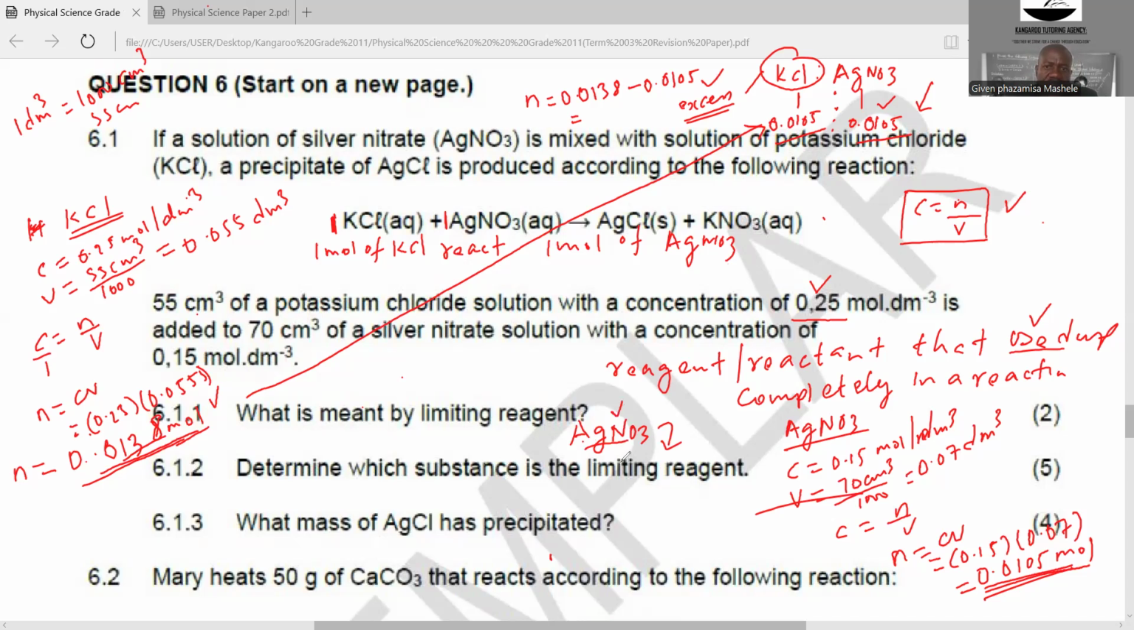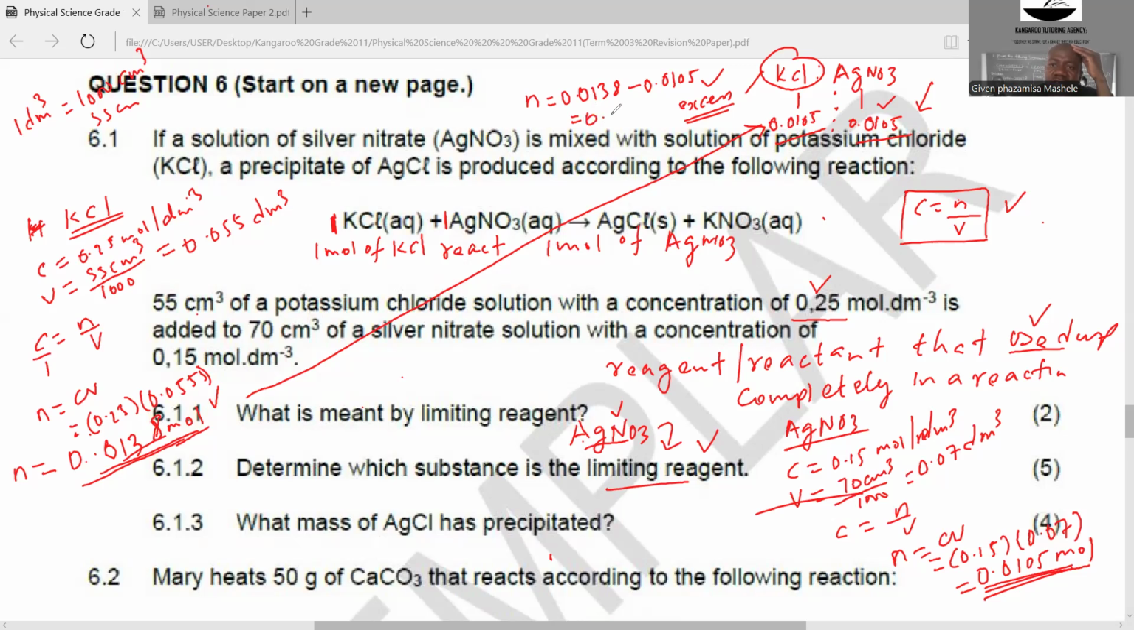Okay, silver nitrate. No, silver nitrate is the limiting reagent, I apologize. So it is the one that will be used up. Since it's the one that will be used up, it means it will consume all its number of moles. Whereas potassium chloride will only use 0.015, but it will still have an excess of 3.3 times 10 to the power minus 3, which I believe is the same as 0.0033. Yes, 0.0033.